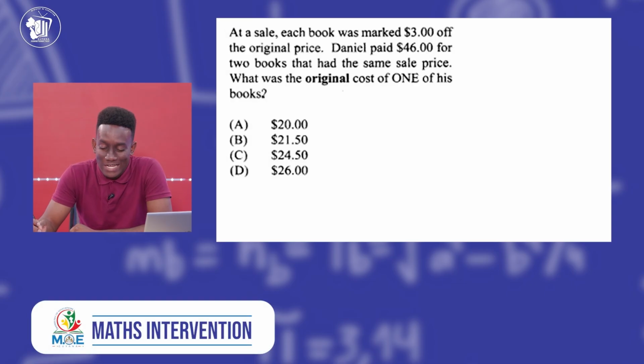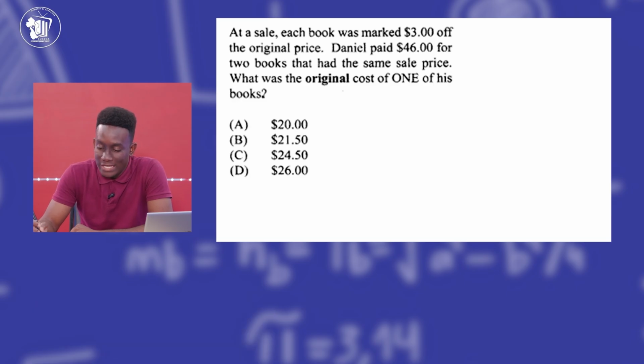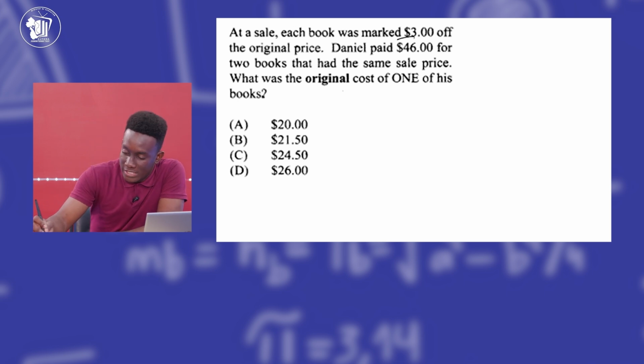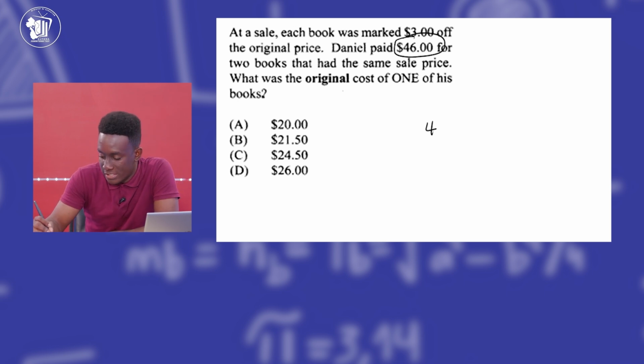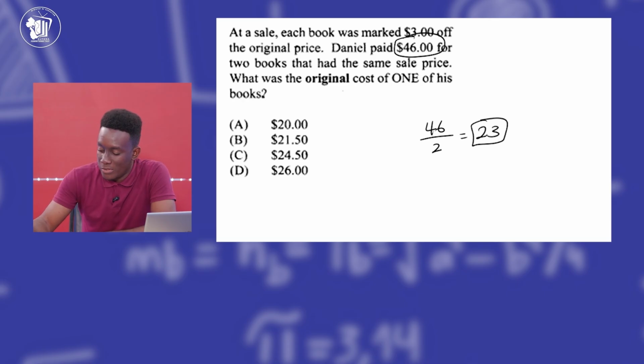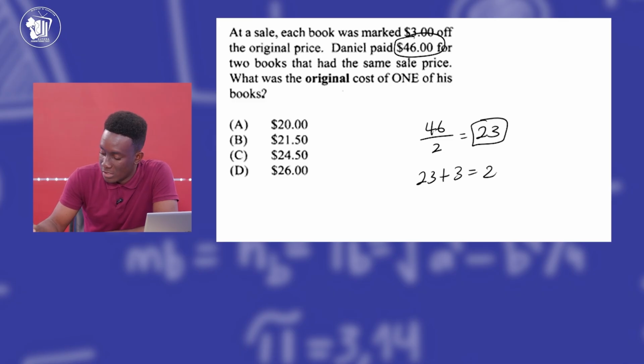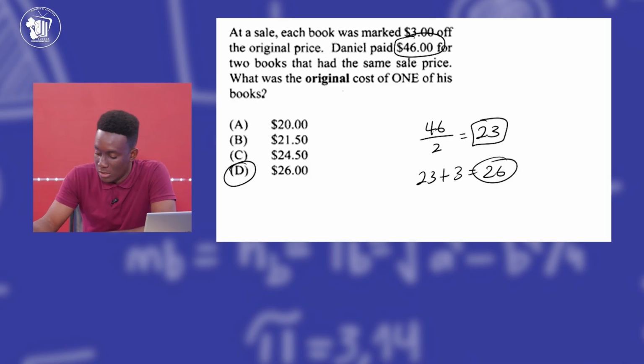So this question says, at a sale, each book was marked $3 off the original price. Daniel paid $46 for 2 books that had the same sale price. What was the original cost for one of the books? So we see Daniel paid $46 for the 2 books. So we know 46 divided by the 2 would give me $23. So we see $23 will be the cost of one book, and this is after the $3 came off. So to get the original cost for the book, it will simply be 23 plus 3, which will give us $26. So the cost of one book would be D, $26.